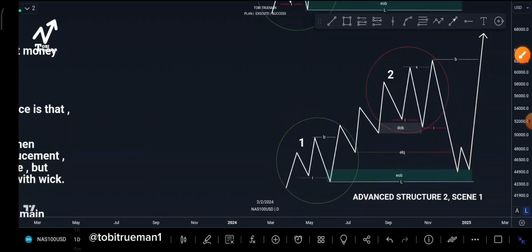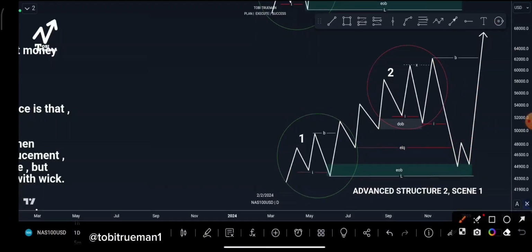Okay, this is very important. I hope you understand it. As we go into more in-depth study about the case study, our webinars, all of that, you'll be able to get used to it. This is just the framework of how market structure type 2 scene 1 works. Okay, this one is very easy to understand.